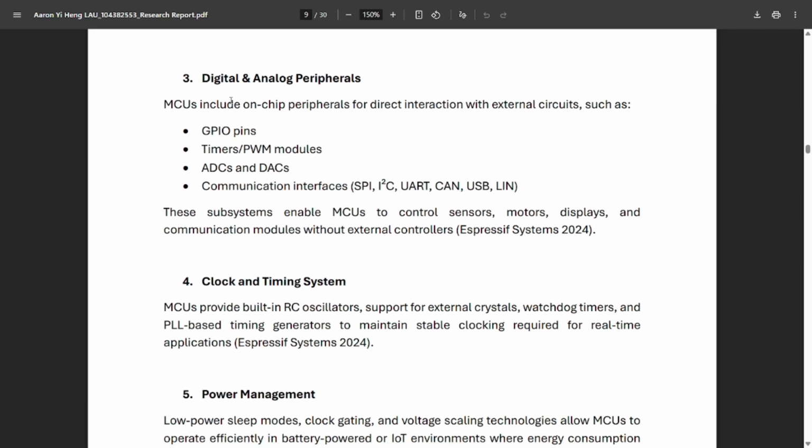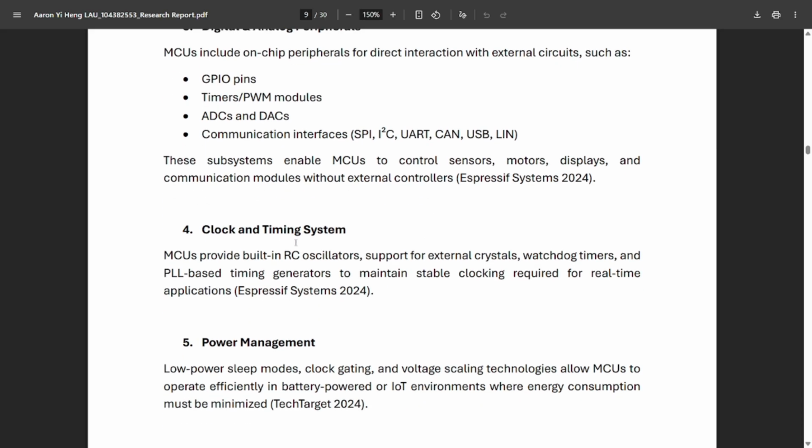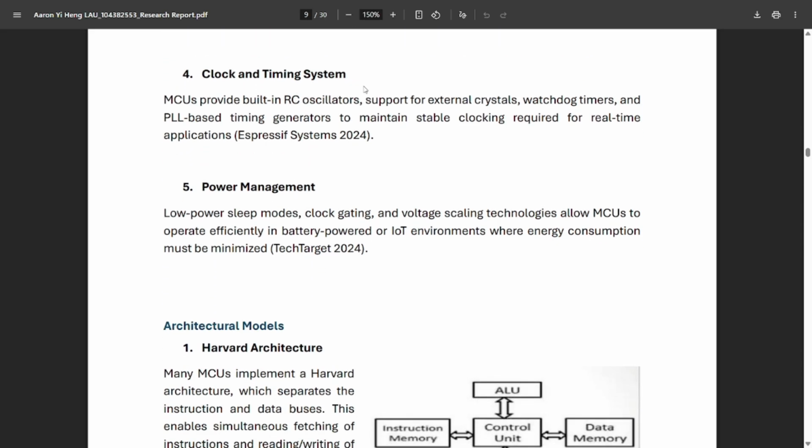Third, for digital and analog peripherals, the MCU integrates a variety of modules such as GPIO pins, timers, PWM controllers, analog-to-digital converters, digital-to-analog converters, and communication interfaces. This subsystem allows direct control of external hardware without needing additional chips. Fourth is the clock system. MCUs include an internal oscillator, watchdog timer, and PLL-based timing system that ensure stable and precise operation.